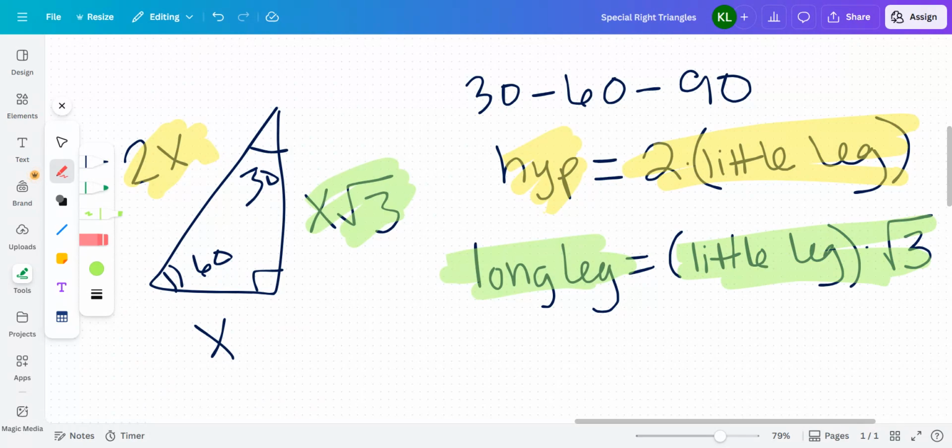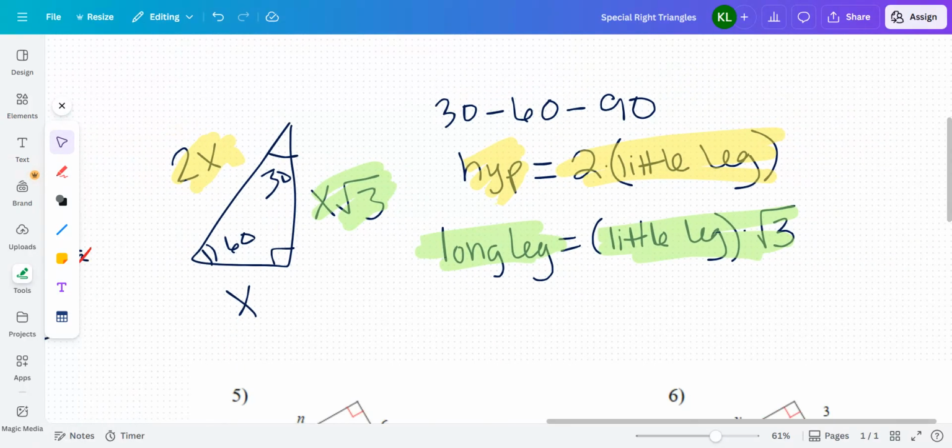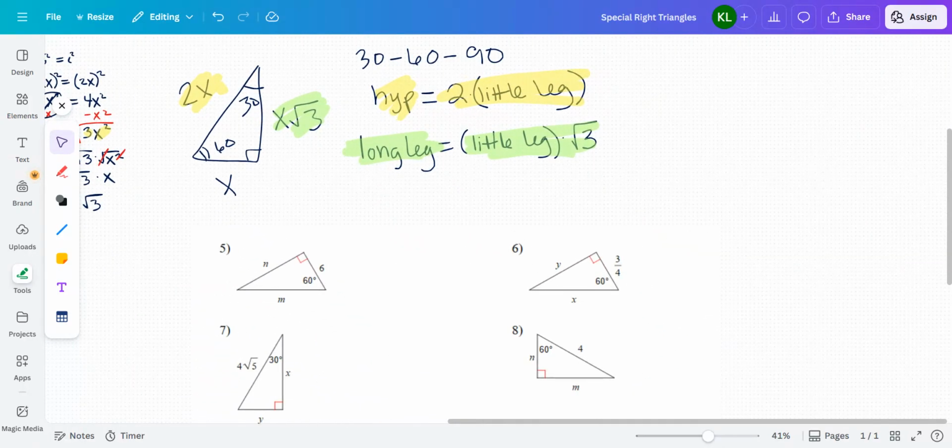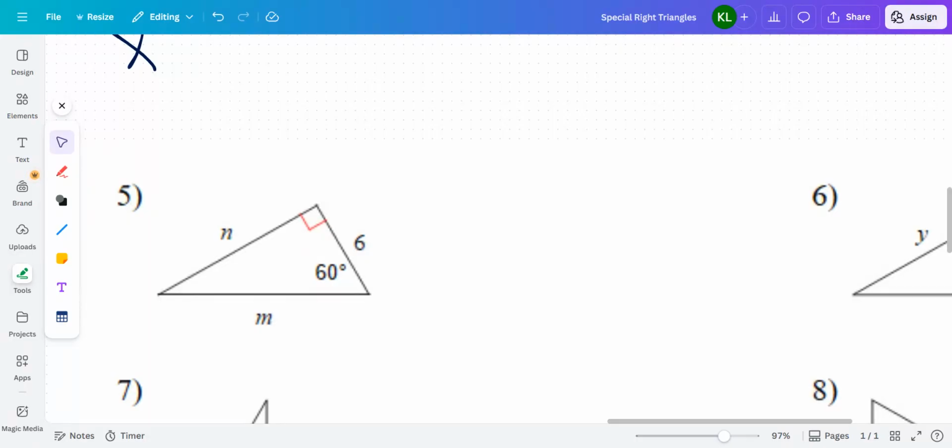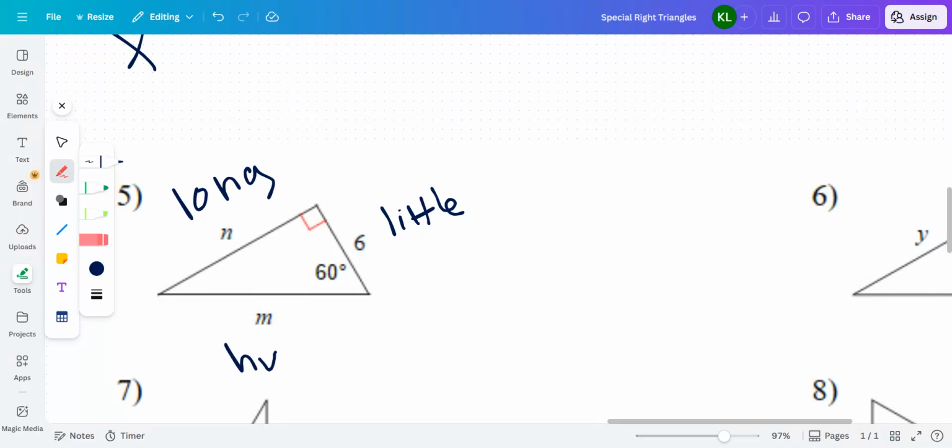So these are 2 formulas, if you would like to say, that you need to keep close to heart. So let's scoot on down over here. Let's look at number 5 here. I know what my little leg is. So here is my little leg. I'm just going to call it little. Here's my long leg, and I'm just going to call that one long, and here's my hypotenuse.